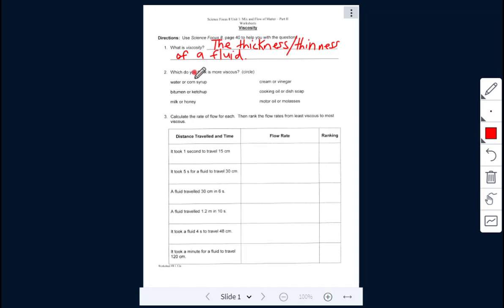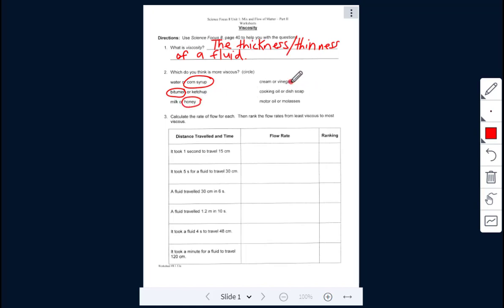All right, so water or corn syrup. We're going to circle corn syrup. Next, bitumen or ketchup. Bitumen is what is used for laying down roads. It's not exactly tar, it's different, but it is more viscous than ketchup, so we're going to use bitumen here. Next, we have milk or honey. Which one would be more viscous? Yeah, honey.